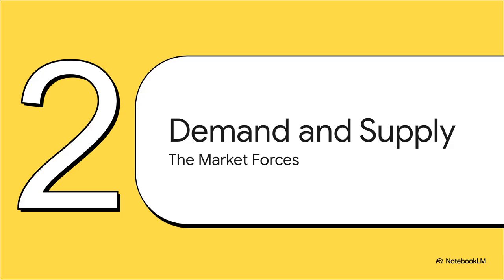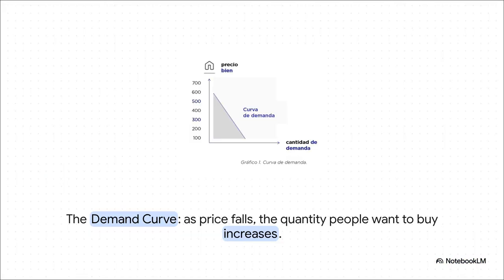We're now ready to meet the two main characters in any market story: the buyers who create demand, and of course the sellers who create supply. So let's start with demand. This graph you're looking at is the demand curve, and it is a cornerstone of economics. See how it slopes downwards? That shows a really simple but powerful idea. As the price of something goes down, people are usually willing to buy more of it. And of course, the opposite is true. When the price goes up, the amount people want to buy goes down.